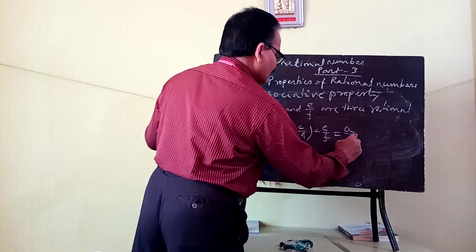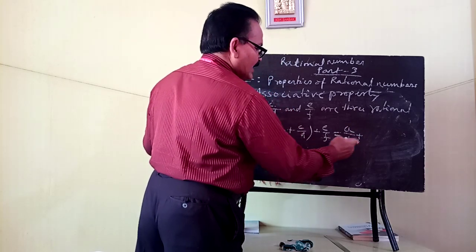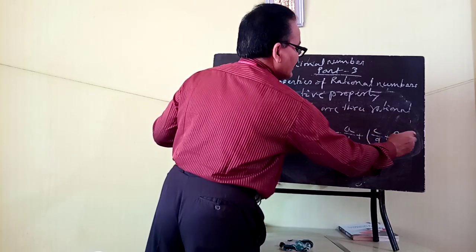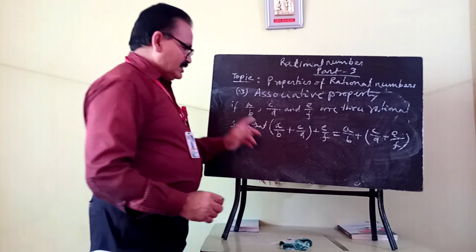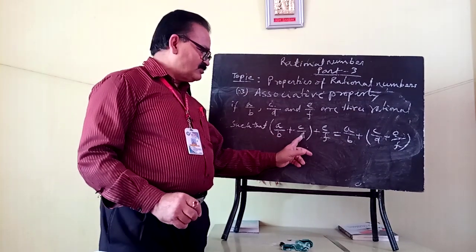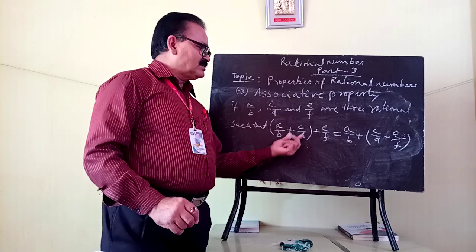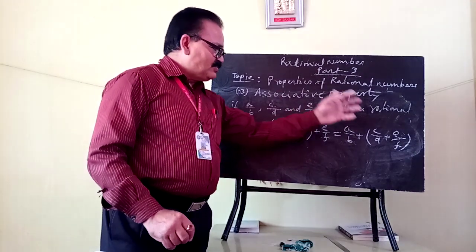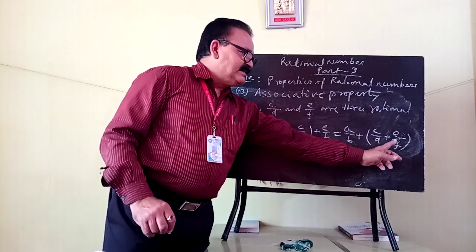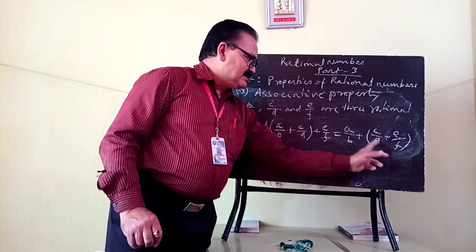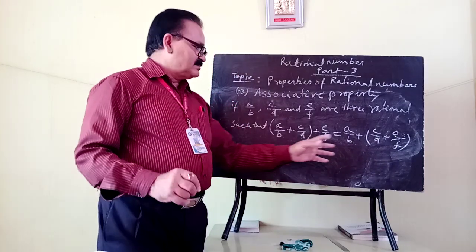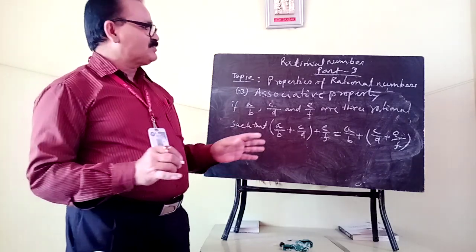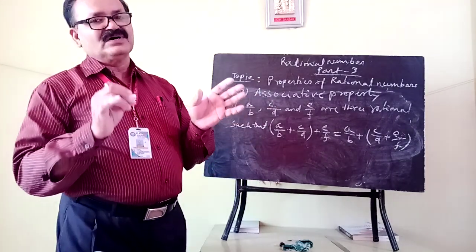That means you write A by B and you are adding it with the sum of C by D and E by F. In this case, the first rational is added with the second rational, and whatever answer you get is added with the third rational. Then if you change the order, here the second and third are added, and the answer of this is added with the first rational, the answer will remain the same. It is clear? That means the associative property holds true for addition.